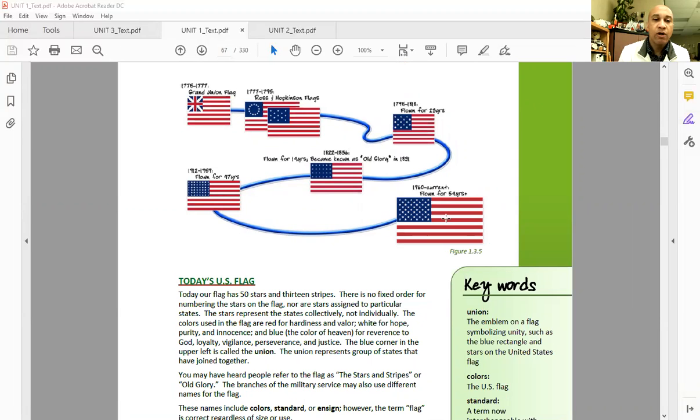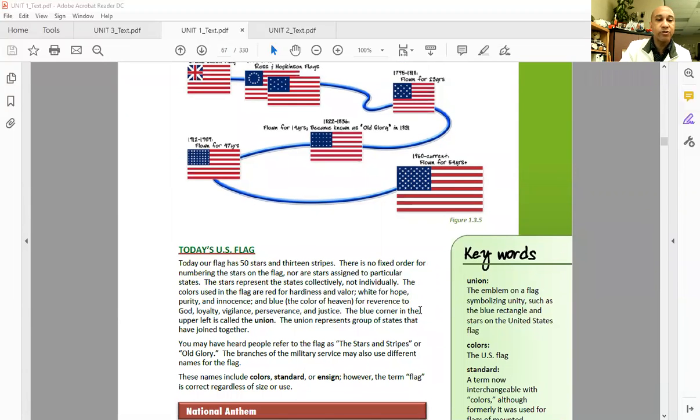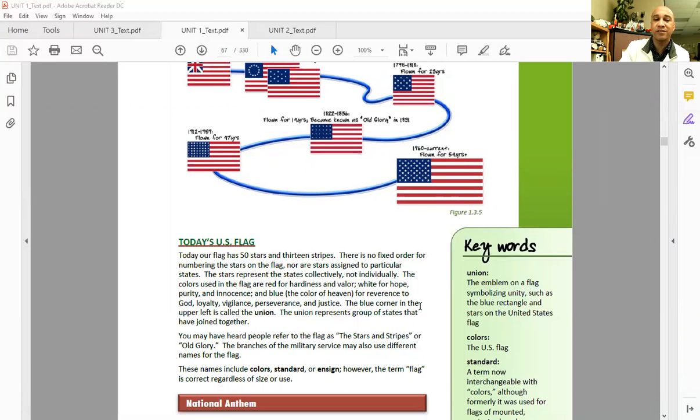I may ask you, on our current flag of the 50 stars, which one represents Ohio? If you've been in class, you know that no star represents any one particular state, that they all represent the 50 states. It's right there in your reading. So please make sure you know that. Make sure that you know the upper left is called the Union. The blue corner is the Union. Make sure you know these things.